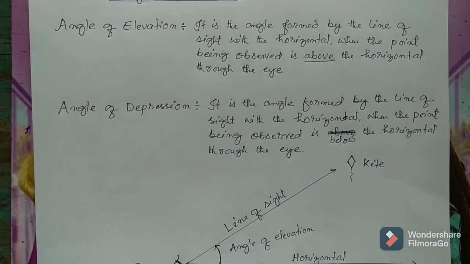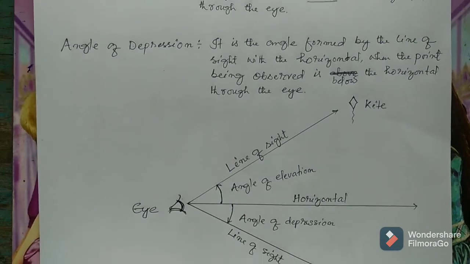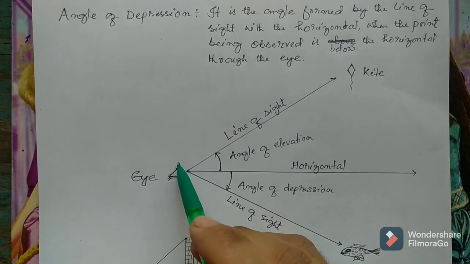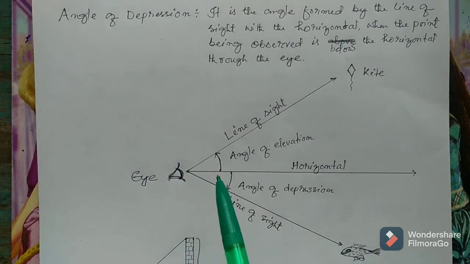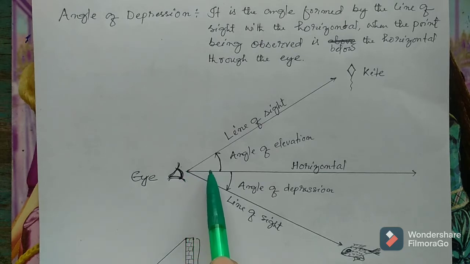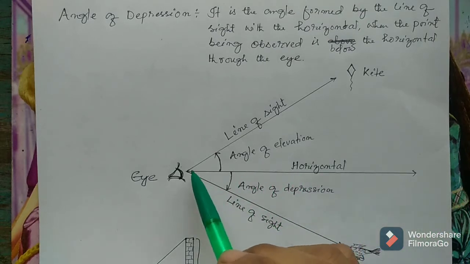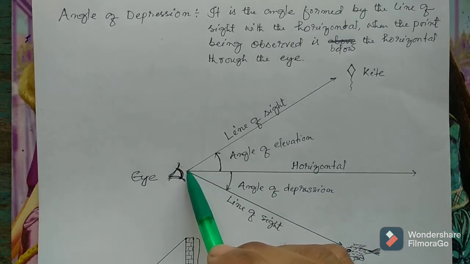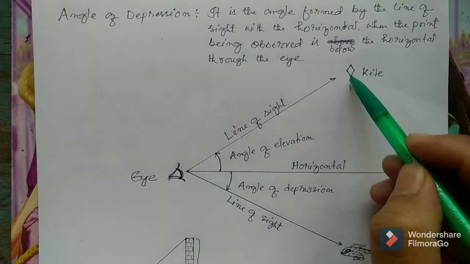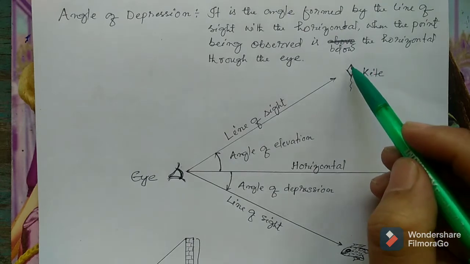Now let's try to understand this definition through a diagram. Here is a diagram for you. Here there is the eye of the observer. When we look at something, the imaginary line drawn through the eyes is horizontal to the plane or ground. You see here is a horizontal, and now let's say we are looking at a point or at something which is above our eyes. Here is a kite which is flying in the sky.